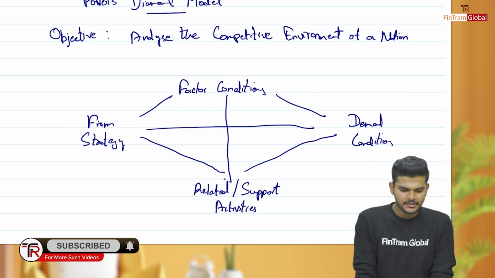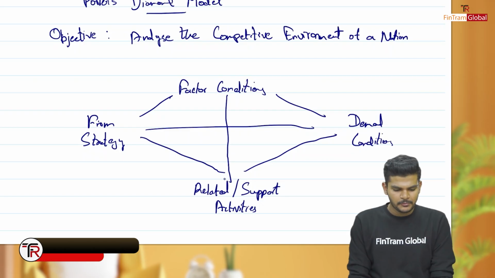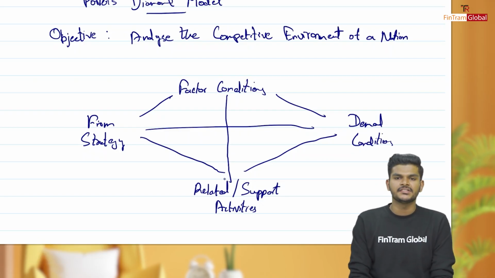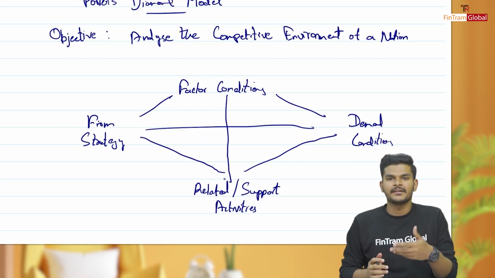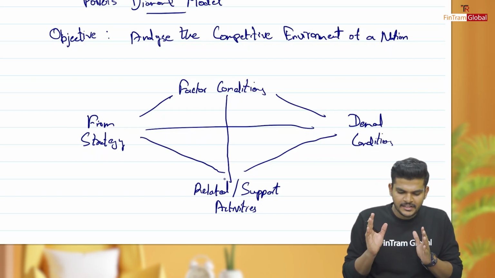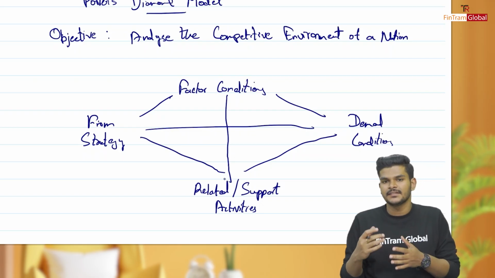Okay, folks, that's basically why it's called a diamond, simply. So, any which way, what are these factors one by one? Let's quickly discuss that. Factor conditions, basically the conditions of the factors of production, such as land, labor, capital, all these things. Okay, folks. And then demand conditions, what exactly are the customers' tastes and preferences and stuff like that.